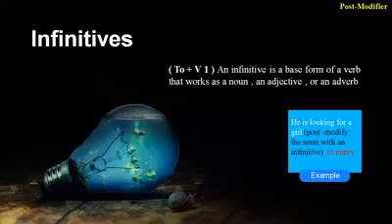Infinitives. You know, infinitive verb, base form of verb, to plus base form. An infinitive is a base form of a verb that works as a noun, an adjective, or an adverb. Example: he is looking for a girl. Here the noun is girl, and there is a gap. Post modify the noun with an infinitive. He is looking for a girl to marry. So the answer is to marry.